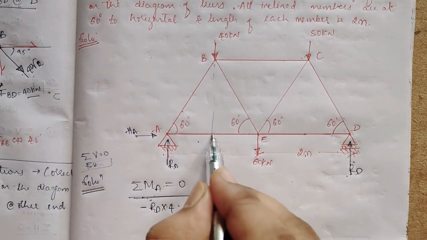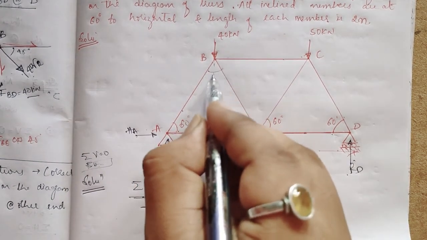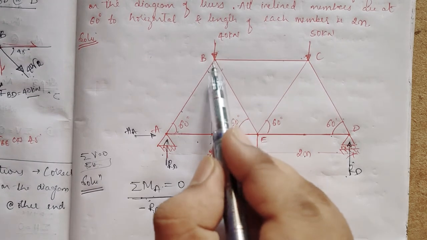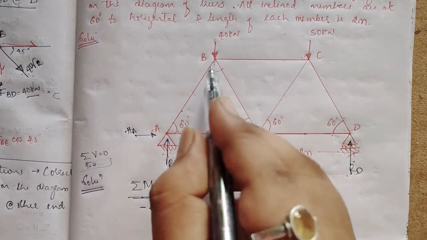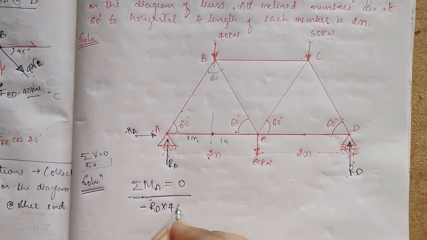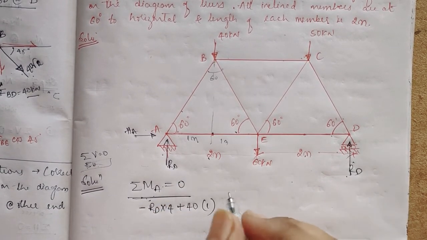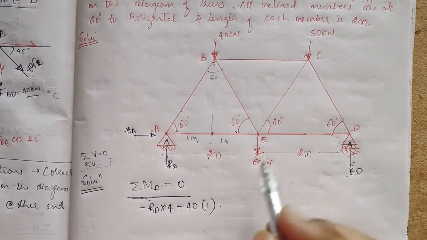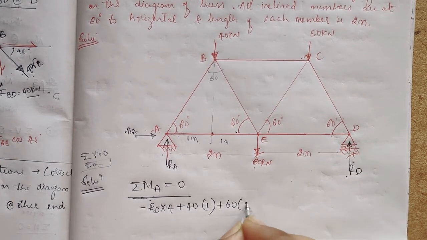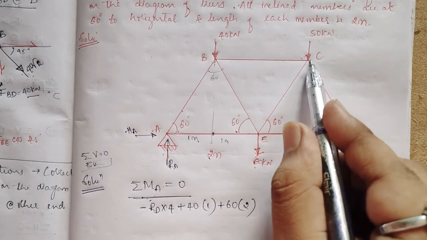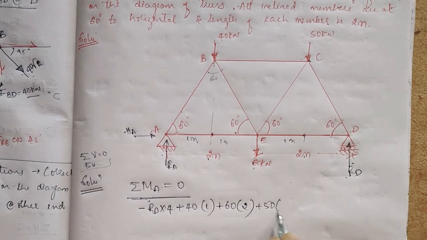this will be exactly at the center, because this is 60°, this is also 60°, it is an equilateral triangle. So the other portion will be exactly at the middle. So it is 1 meter, it is also 1 meter. So now it will make clockwise direction. So I'll take that 40 kilonewton force into 1 meter. Next I'll take this 60 kilonewton into 2. This also makes clockwise direction, 60 into 2. Next 50, so 50 into 3.